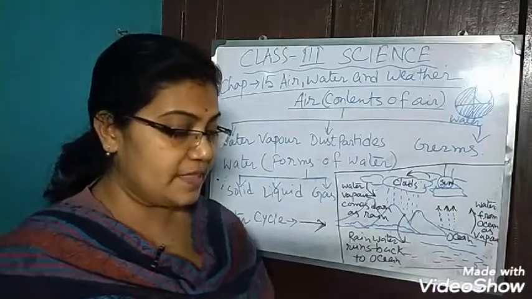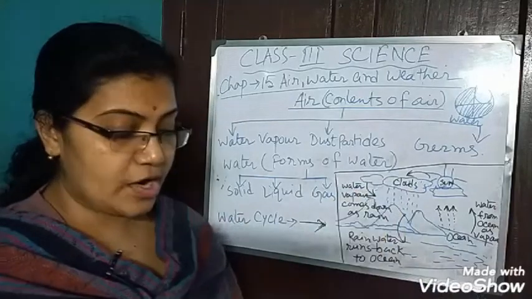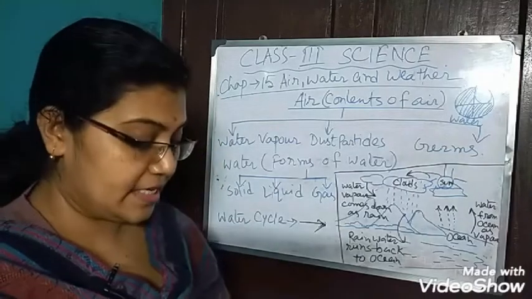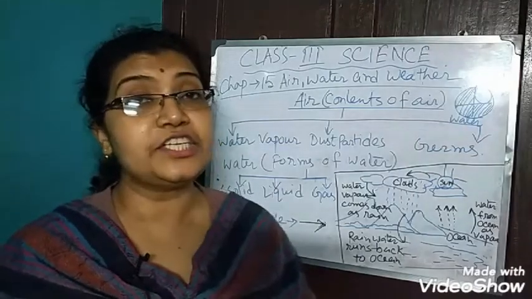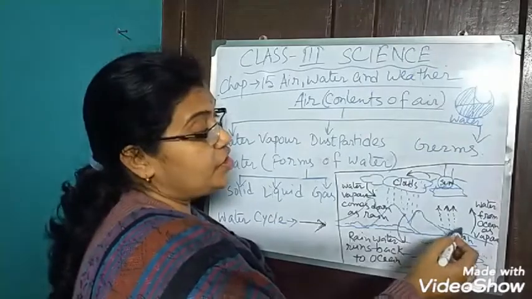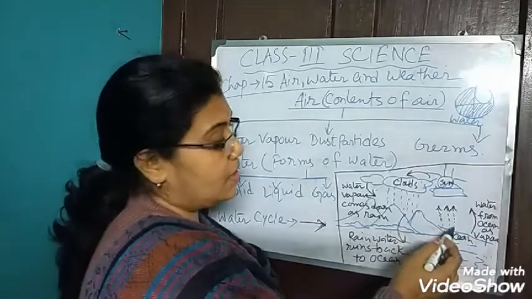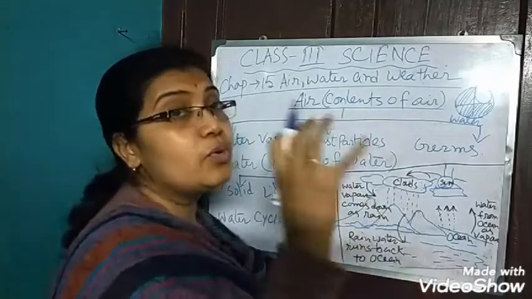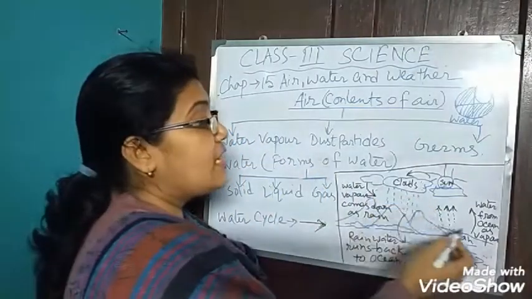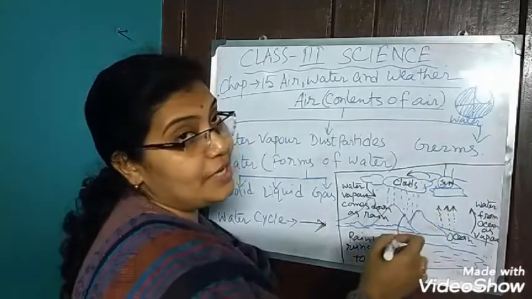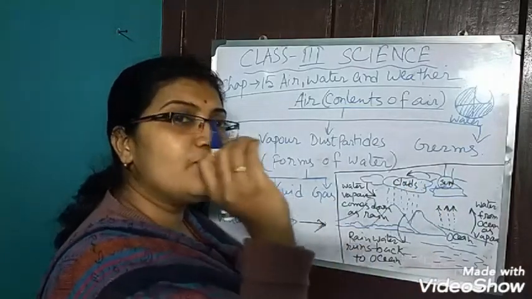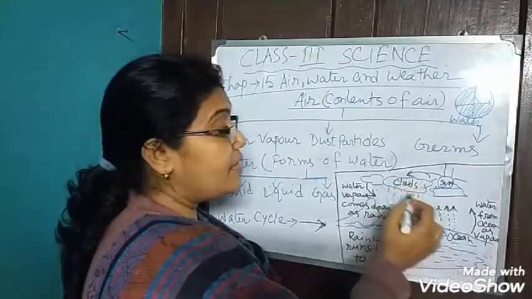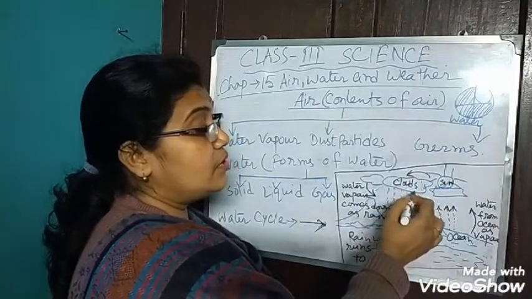Water vapor goes up in the sky. It comes in contact with cool air and changes into tiny water droplets. This is called condensation. When the evaporated water, the gas form of the water, comes up into the sky, it is cooled down and changes into tiny water droplets. This is called condensation, and it will look like this.